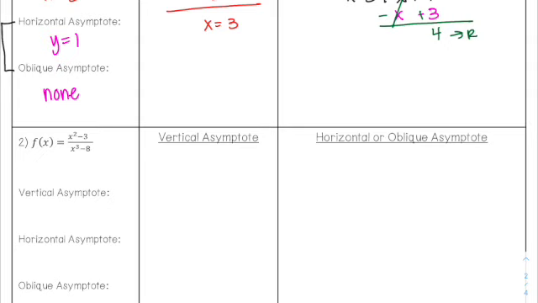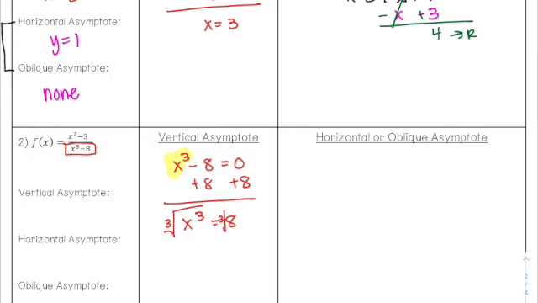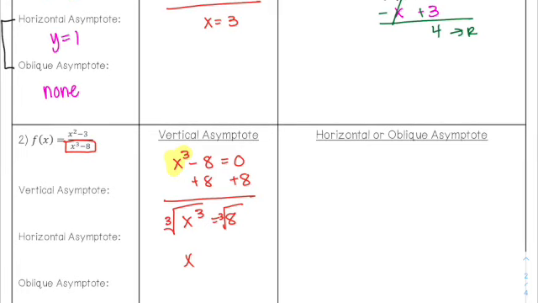So on example 2, first thing I'm going to do is figure out my vertical asymptote. To do that, I take my denominator, I set it equal to 0 and solve. So here I want to get x cubed by itself. To undo subtraction, I'm going to do addition and get x cubed is equal to 8. To undo a cube, I'll do the cube root of both sides. The cube root undoes the cube, that leaves me with x. The cube root of 8 is 2. If you're not sure about that, you can just type that into your calculator. So our vertical asymptote is x equals 2.